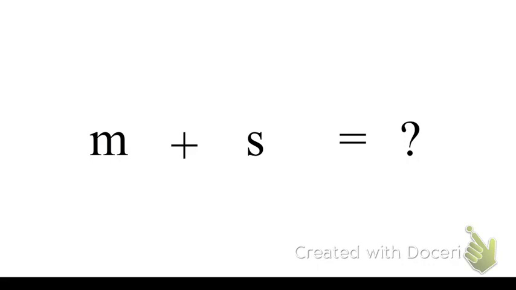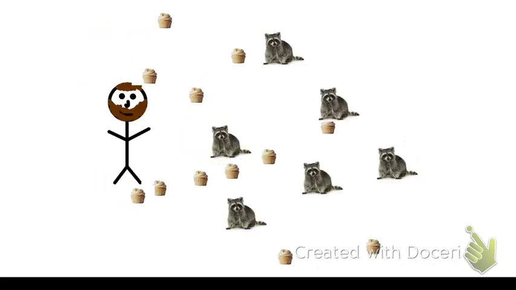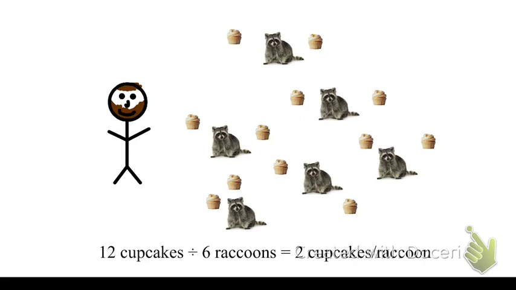Multiplication and division are a little bit different, though. I could divide all 12 cupcakes by these 6 raccoons, and I end up with 2 cupcakes per raccoon. Notice how raccoons is in the denominator of the calculation, and raccoons, the unit, is in the denominator of the final product. So when you're multiplying and dividing, you can basically treat units as if they are variables. And this is actually something you've been doing all along.